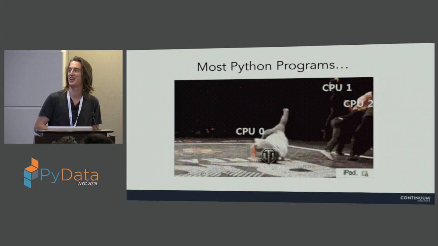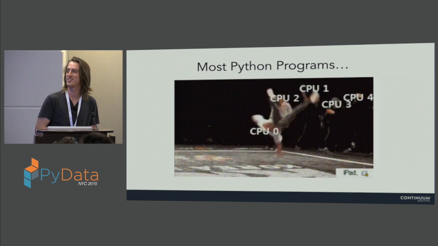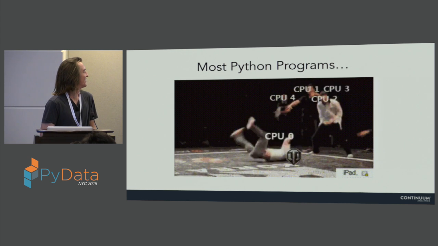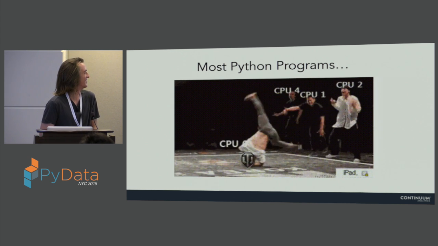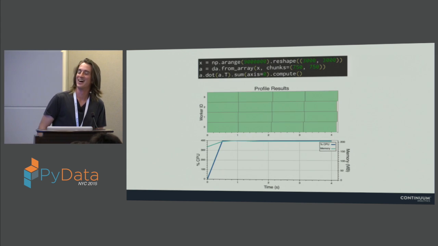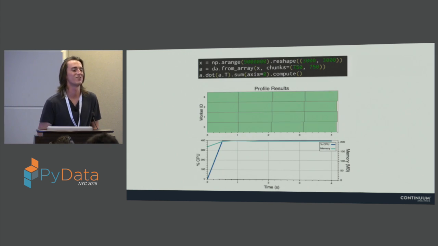Oh, I like this GIF. This is most Python programs. It's heavily using one CPU and none of the others. So anyway, for PyData, this actually doesn't matter. We're running a lot of numeric C code or Fortran code, and so that all can release the interpreter lock and actually run in parallel.